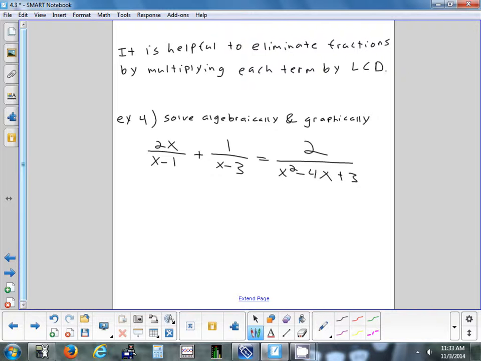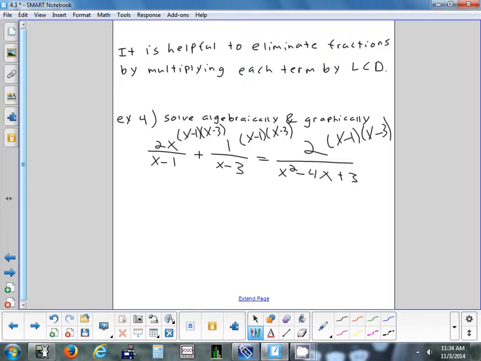So we're going to multiply everything by the LCD, which in this case is x minus 1 times x minus 3. Okay, let's do that out. We're not multiplying top and bottom. We're just multiplying each term of this equation by the same thing. And multiply this side. As long as you multiply each term by the same thing in an equation, that's okay.